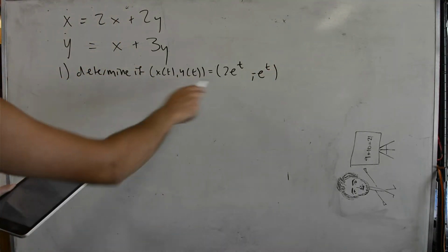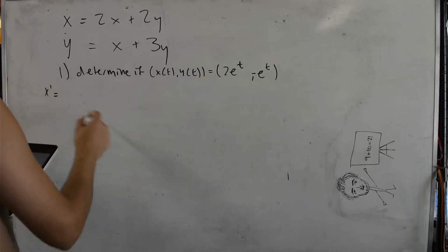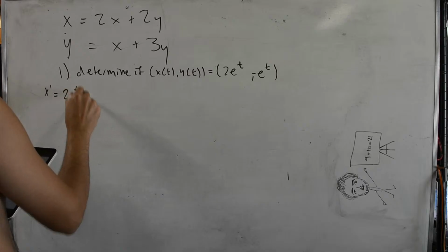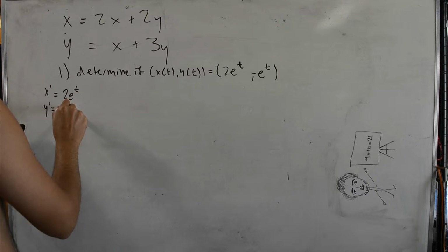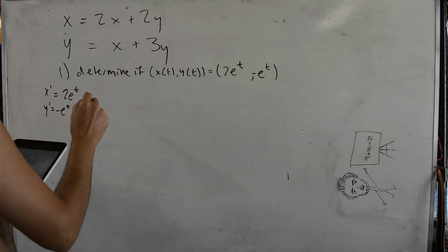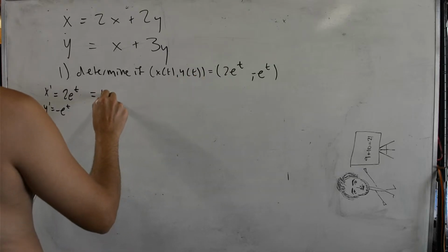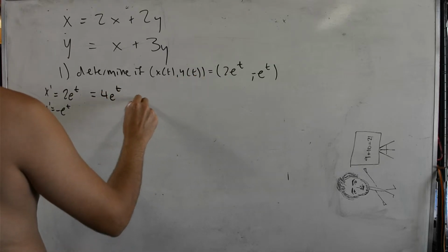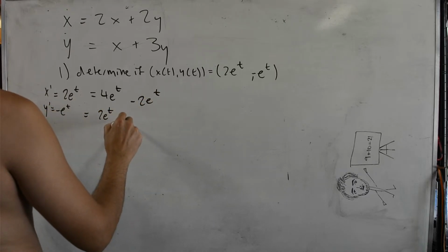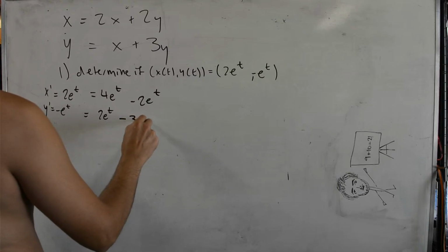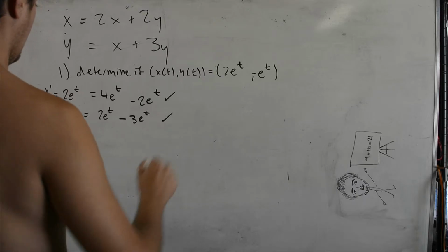Okay, so we're just trying to check if this is a solution. So the first thing we're going to do is take x prime is equal to y prime, so then we're going to get 4e to the t minus 2e to the t is equal to 2e to the t minus 3e to the t. Check, check. Okay, one is yes.